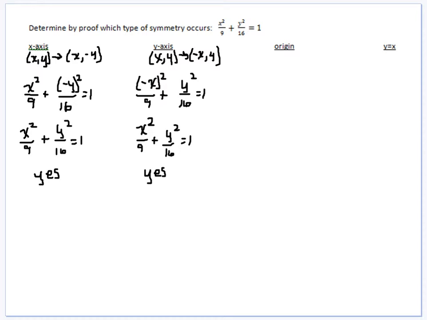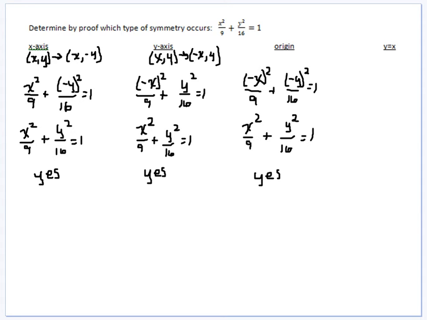For the origin, you change them both. So a negative x all squared over 9 plus a negative y all squared over 16. Sure enough, 2 negatives make it back to positive x squared. 2 negatives make it back to positive y squared. And that one is a yes.